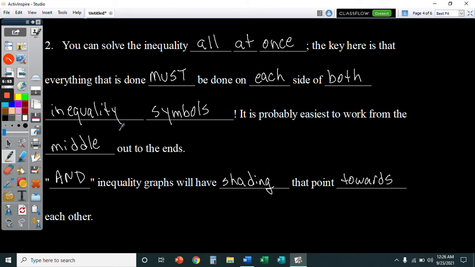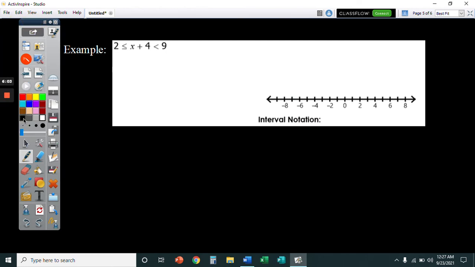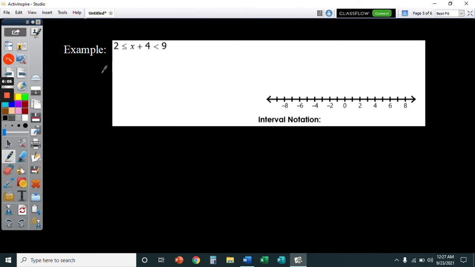Okay. They intersect basically. So let's look at an example of that. In the white here, I'm going to do it the first way, and then in the black down here, I'll do it the second way. The first way is that you could break this one inequality into two separate parts.